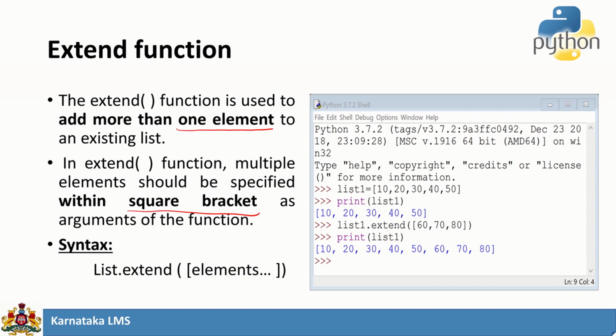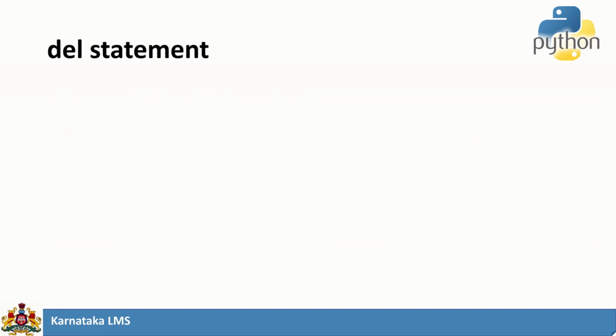Let us consider this example. List 1 is equal to 10, 20, 30, 40 and 50. So now when I say list 1 dot extend of 60, 70 and 80, these three elements will be added at the end of the list. So we get the output 10, 20, 30, 40, 50. After 50, we have added 60, 70 and 80. That is the use of the extend function.